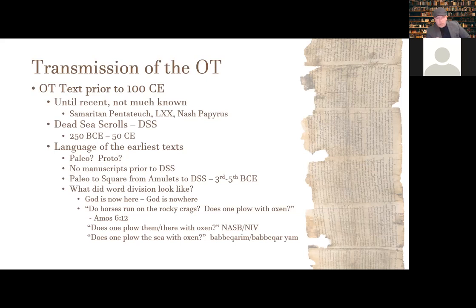We have from the amulets that we talked about, the silver amulets.